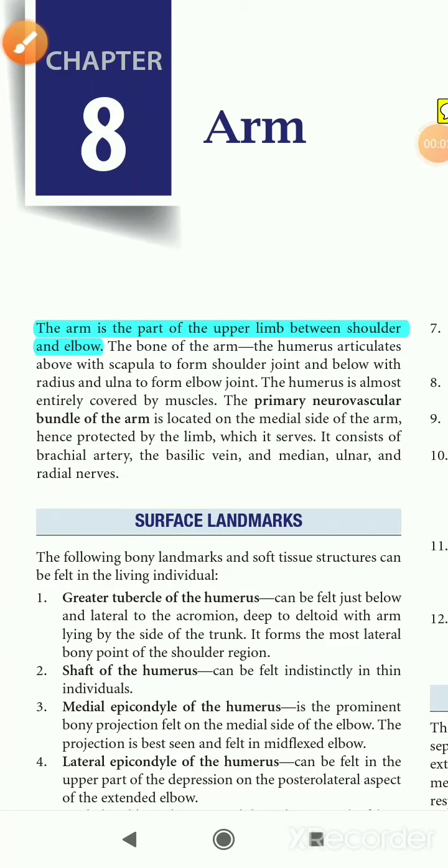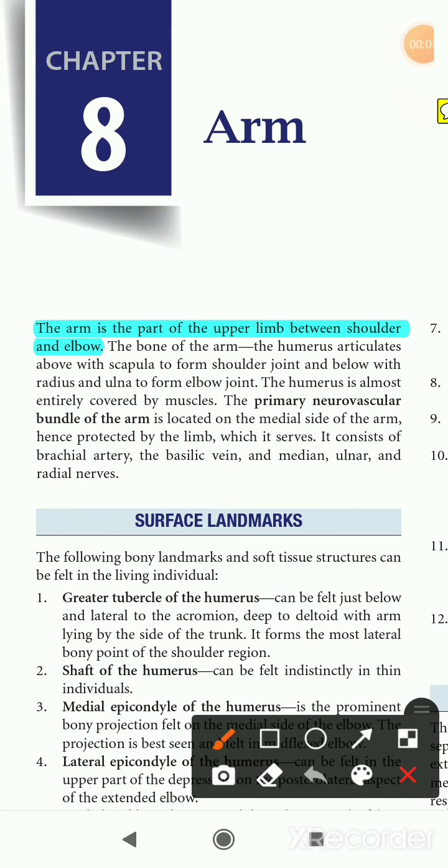Bismillahirrahmanirrahim. Today we will discuss the arm. The arm is the part of the upper limb that is located between the shoulder and the elbow. We will study the muscles of the arm.